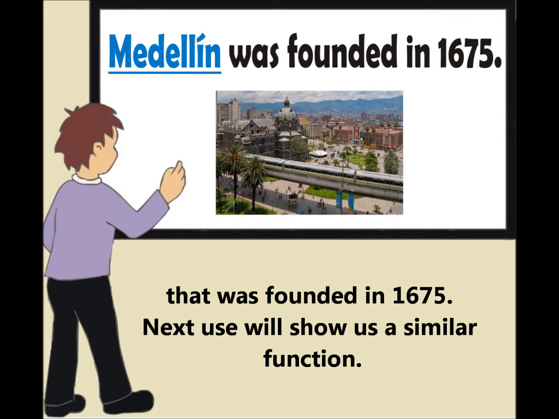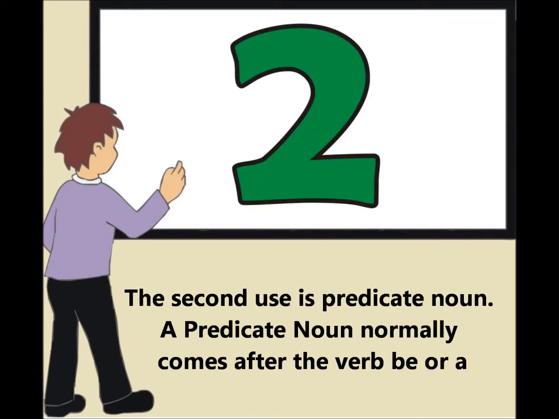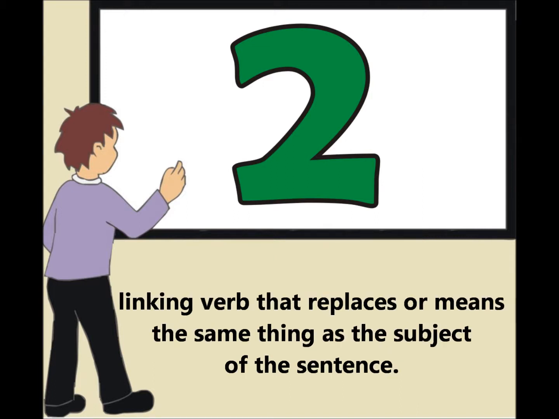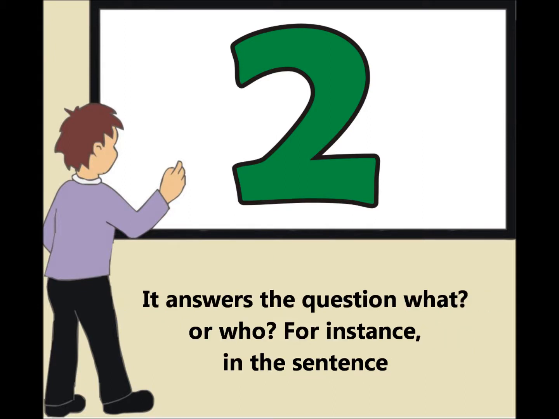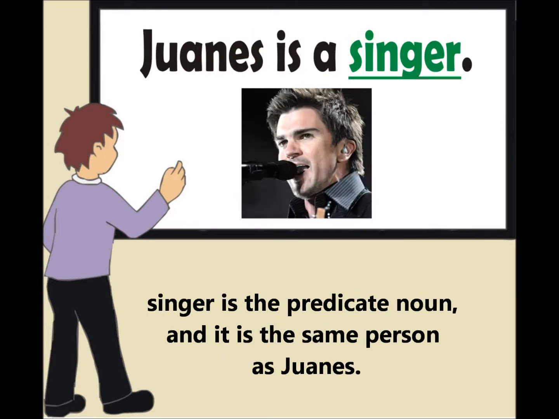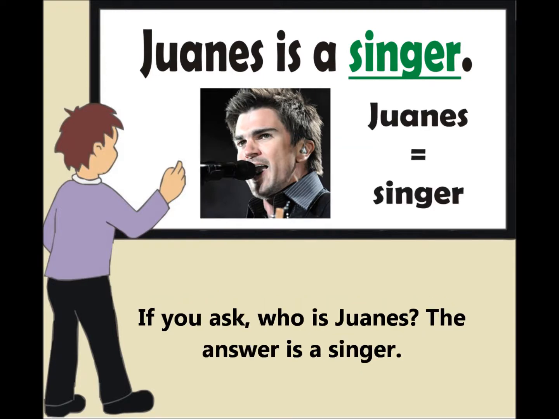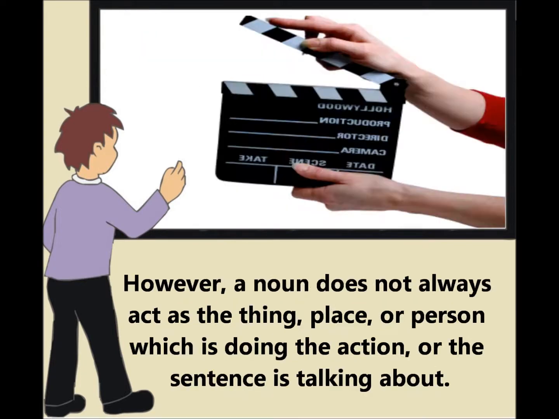Consequently, Medellin is the place that was founded in 1675. The next use will show us a similar function. The second use is predicate noun. A predicate noun normally comes after the verb be or a linking verb and replaces or means the same thing as the subject of the sentence. It answers the question what or who. For instance, in the sentence "Juanes is a singer," singer is the predicate noun and is the same person as Juanes. If you ask who is Juanes, the answer is a singer.